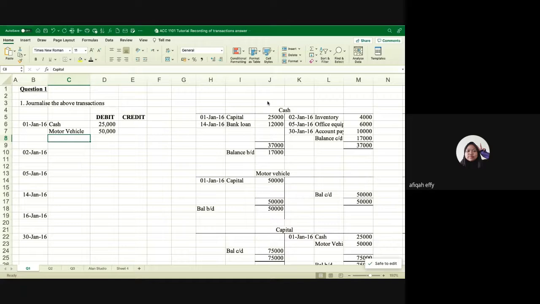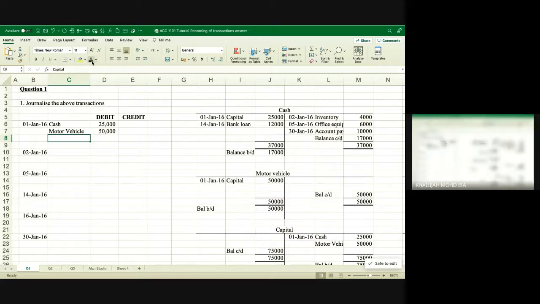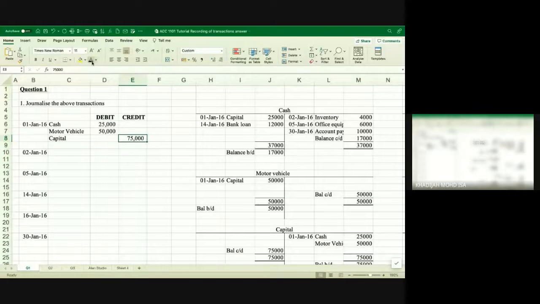Share capital. All right, so share capital is an account. It should be credited because share capital increases. Share capital is a credit account. So in this case, you have 75,000 credited.